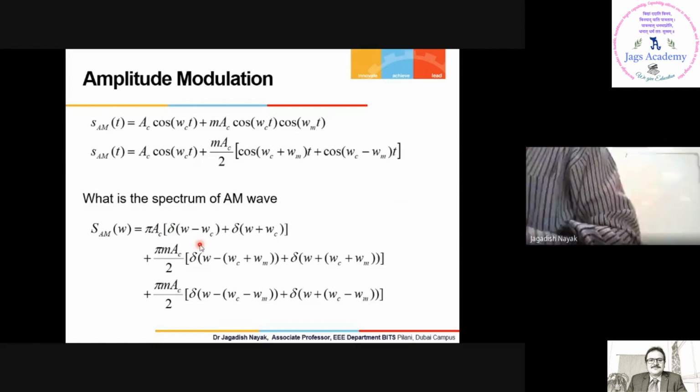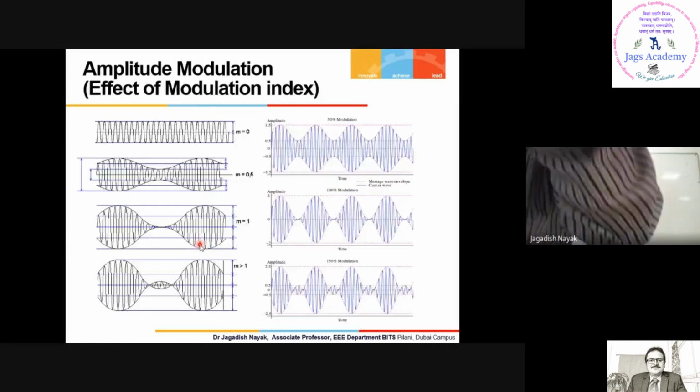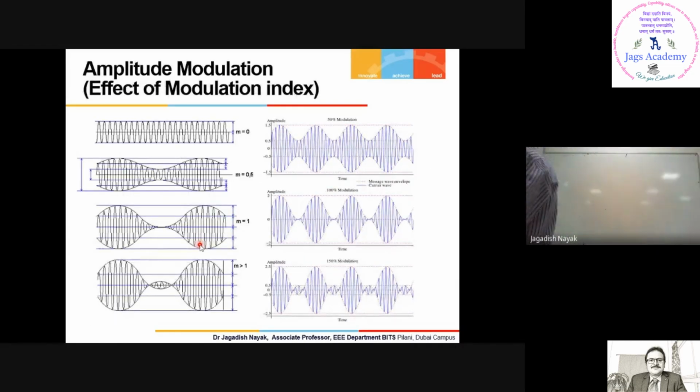That's all. Now, when m is between 0 and 1, it is called perfect modulation. Your modulation index has to be between 0 and 1, not including 0 and 1. When m is equal to 1, it almost looks like a double sideband suppressed carrier. And see what happens when m is greater than 1. When m is greater than 1, we call it over modulation.